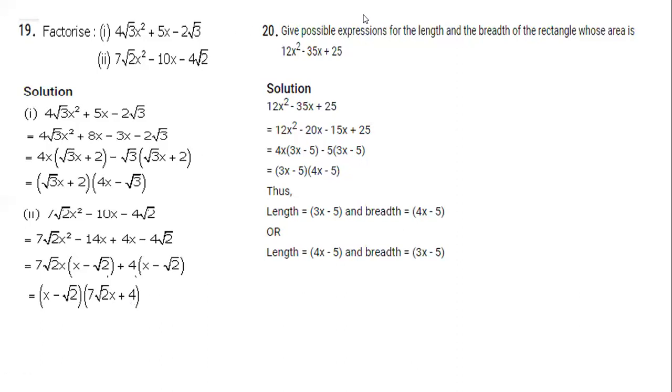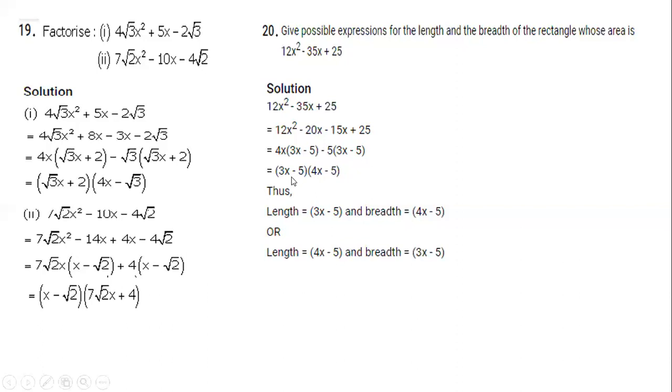Now come to the question number 20. Give possible expressions for the length and the breadth. Now we have to write length and breadth in possible expressions of the rectangle whose area is this one. Now we all know that the area of rectangle can be written as length into breadth. If this is the area, first of all we have to write this area in terms of length into breadth. Consider the length as one factor, breadth as the second factor. That means we have to factorize this expression, 12x square minus 35x plus 25. On factorizing this expression, we will get 3x minus 5 into 4x minus 5.